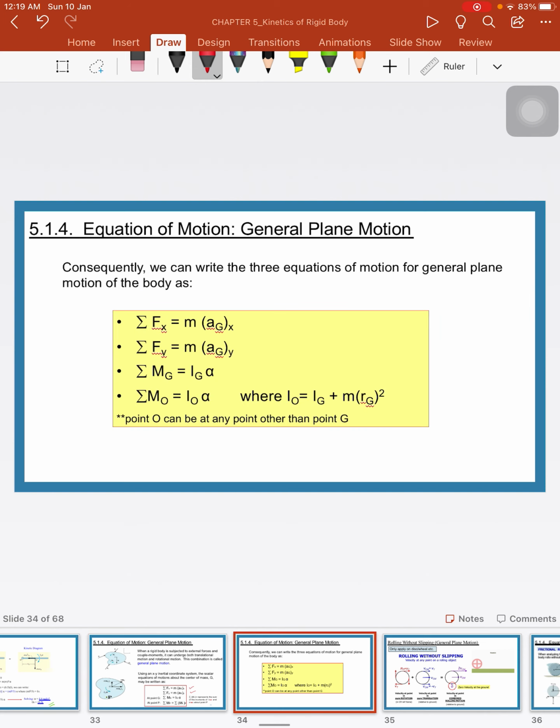Next. Consequently, we can write the three equations of motion for general plane motion of the body as: first, summation of Fx equal to m(aG)x. Next, summation of Fy equal to m(aG)y. Summation of moment at G equal to IG alpha. And summation of moment at O, where point O can be any point other than point G, equal to IO alpha, where IO equal to IG plus m rG squared.